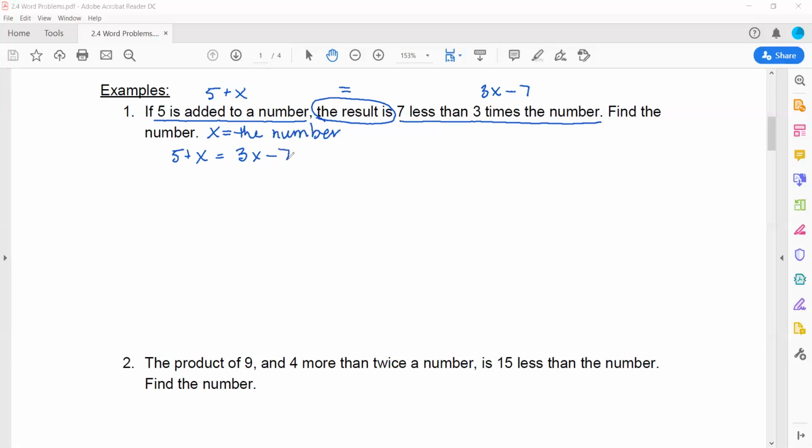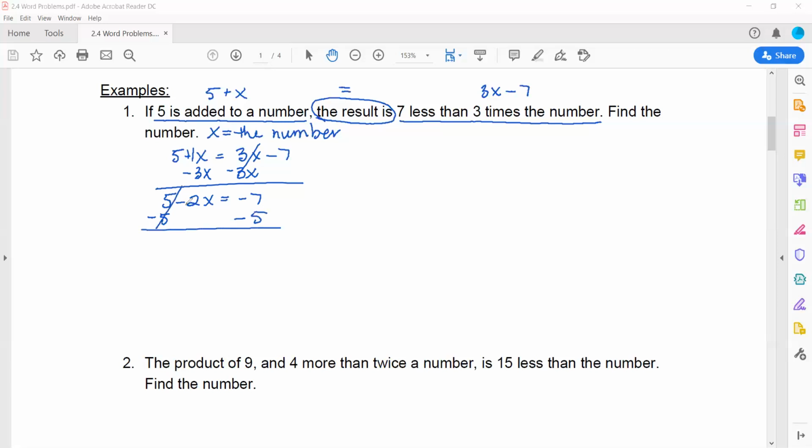And now this is just like the equations we were just solving. So let's go ahead and get the variables on the left, the constants on the right. So I'll subtract 3x, or if you want to move the variables to the right, that's fine too. So we have a 5. 1 minus 3 is negative 2x equals negative 7. 5 needs to move to the right, so we'll subtract 5.